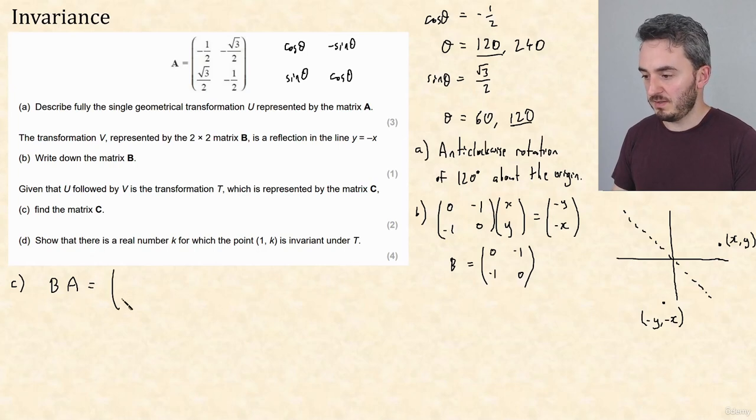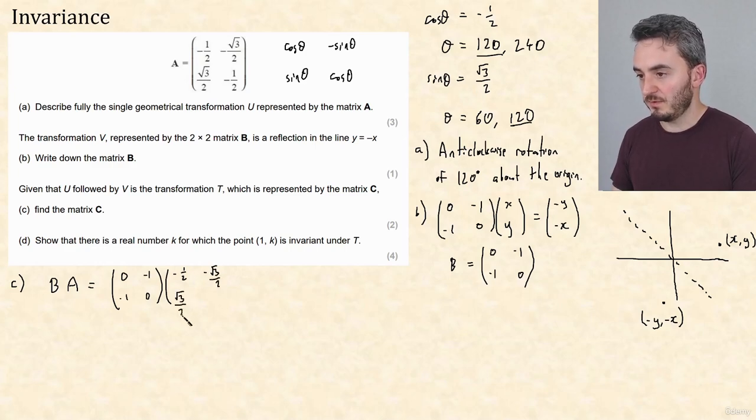So B is (0, minus 1; minus 1, 0), and A is the one above: (minus a half, minus root 3 over 2; root 3 over 2, minus a half).